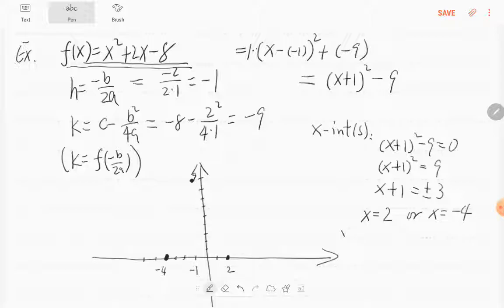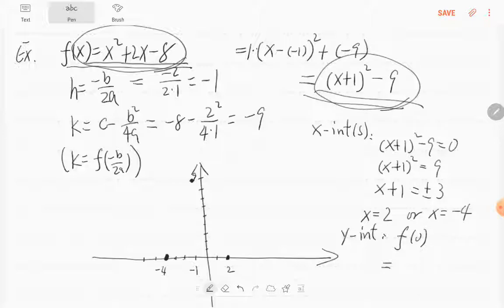So about the y-intercept, you can set x to be 0. Okay, so which is f of 0. We can start from here or from here directly. It depends on you. So here I use this one. So this would be (0 plus 1) squared minus 9, which is equal to negative 8. So it's negative 8.